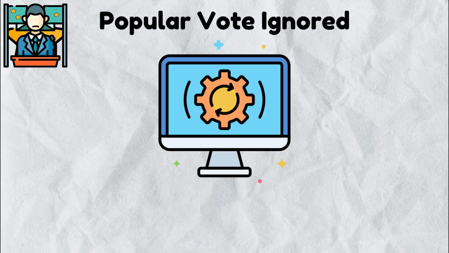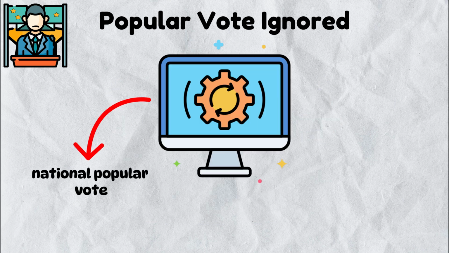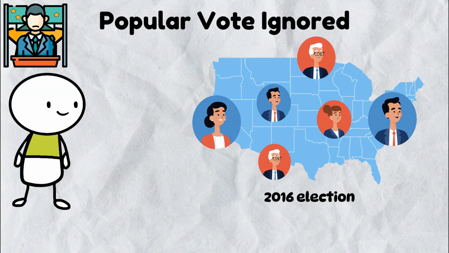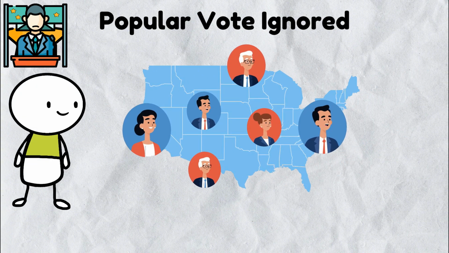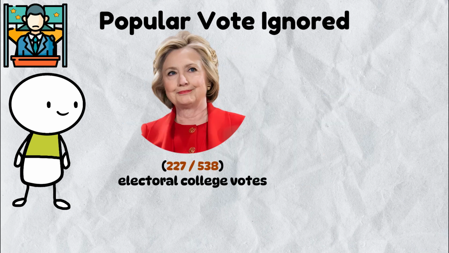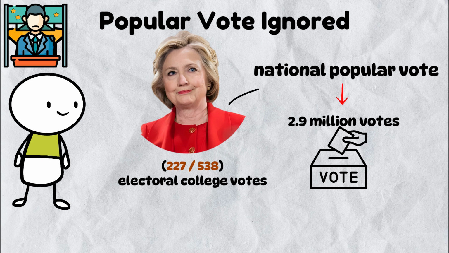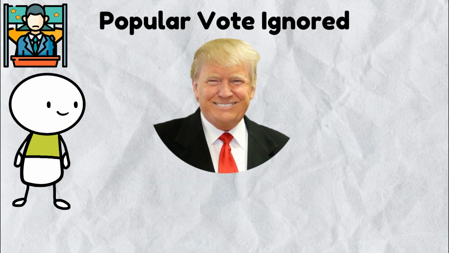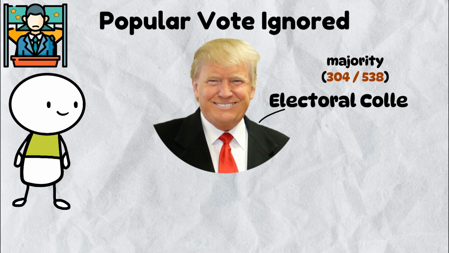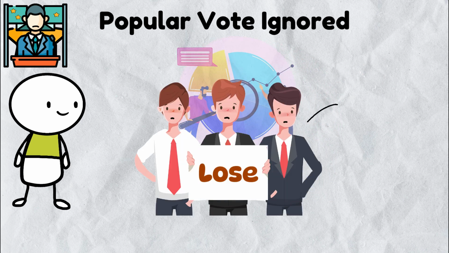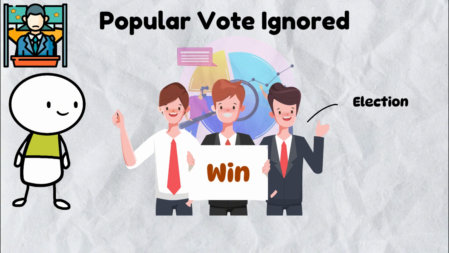This system can result in significant discrepancies between the national popular vote and the Electoral College outcome. The 2016 election provides a good example of this disparity. Hillary Clinton won the national popular vote by approximately 2.9 million votes, yet Donald Trump secured the presidency by winning a majority of the Electoral College votes. This outcome highlights the potential for a candidate to lose the popular vote but still win the election.